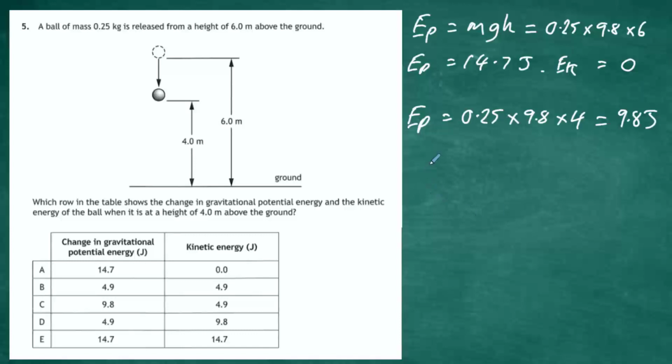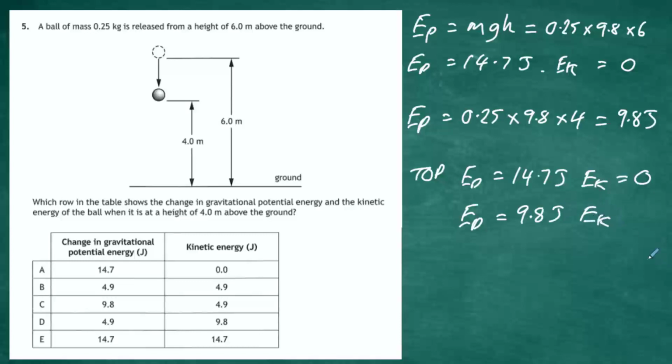At the top we're going to have potential energy equal to 14.7 joules, and the kinetic energy is going to be equal to 0. Now at the height of 4 metres, the potential energy is going to be equal to, we've just worked it out, 9.8 joules. And what will be the value of the kinetic energy?